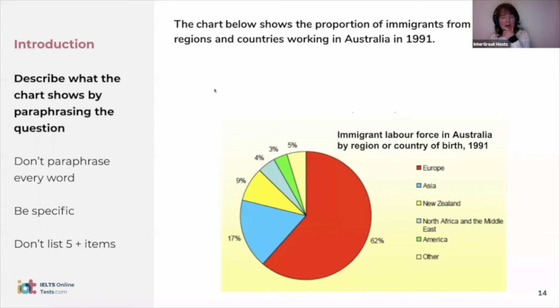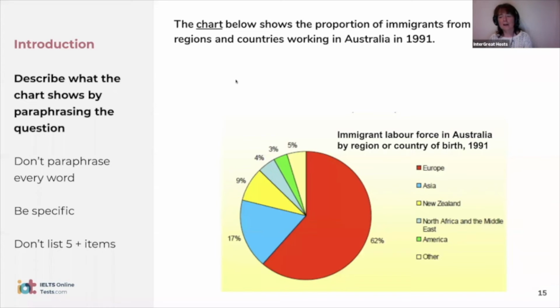And don't list too many things. Sometimes what people do is they just list all of the categories in the introduction. That's actually taking you quite a long time. If you think you had to write Europe, Asia, New Zealand, etc., it's not really getting you any points. So it's not necessary to list all of the categories in the introduction.